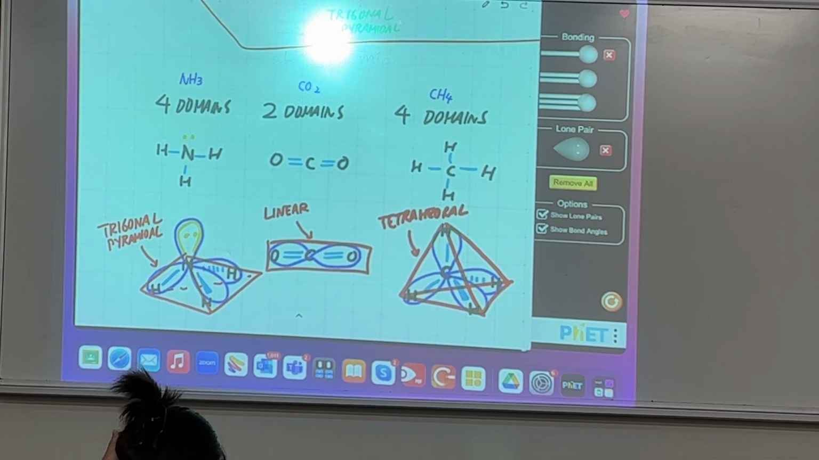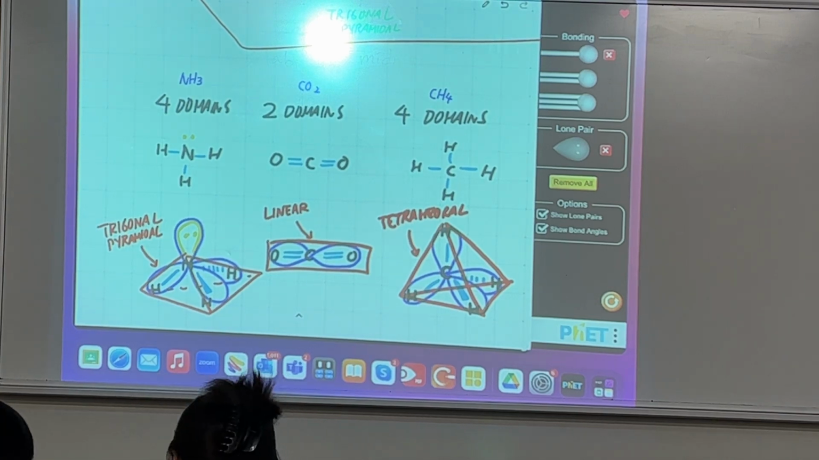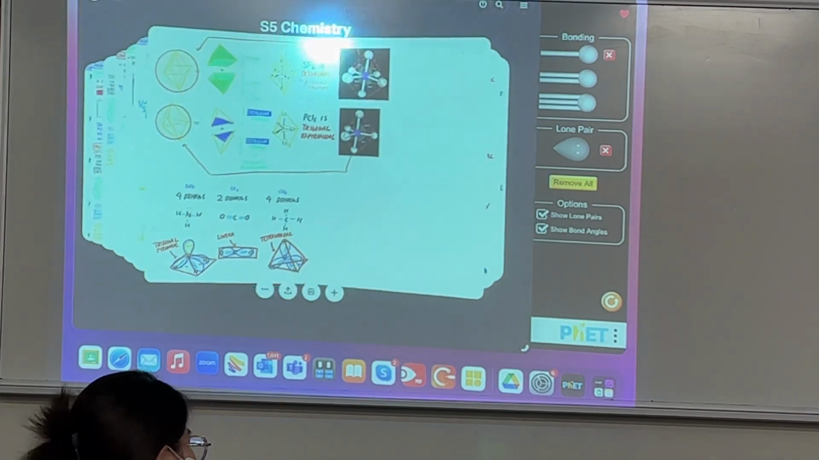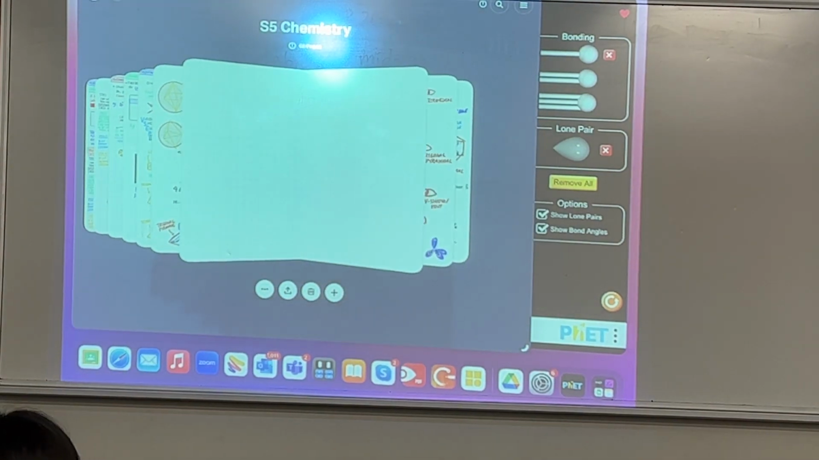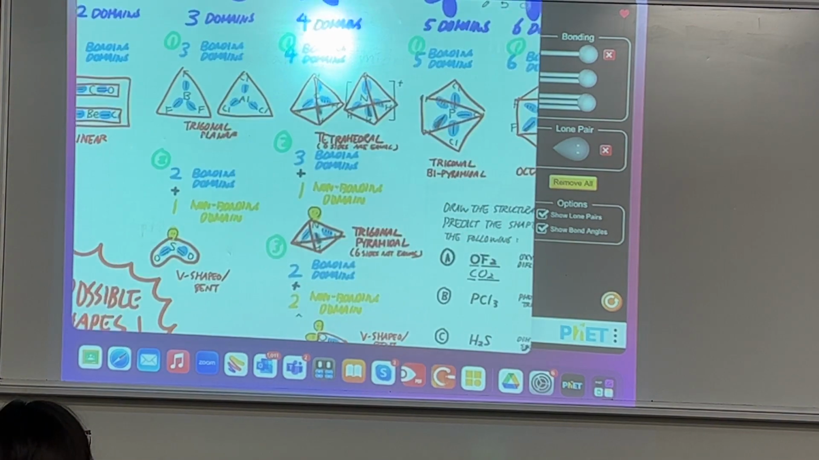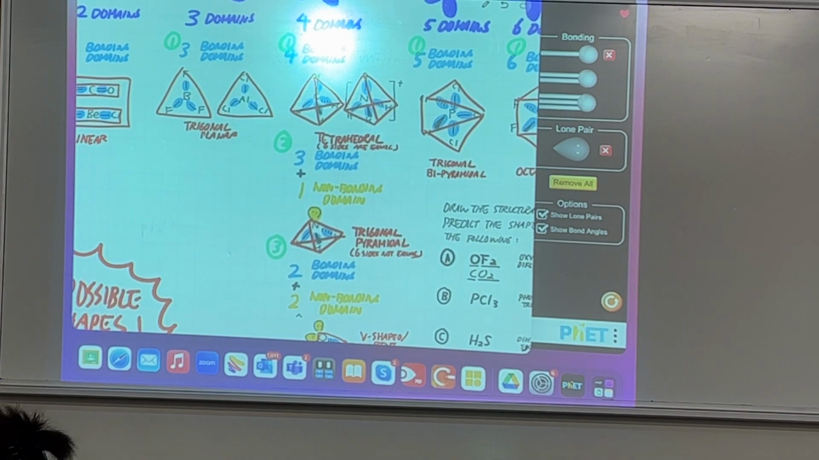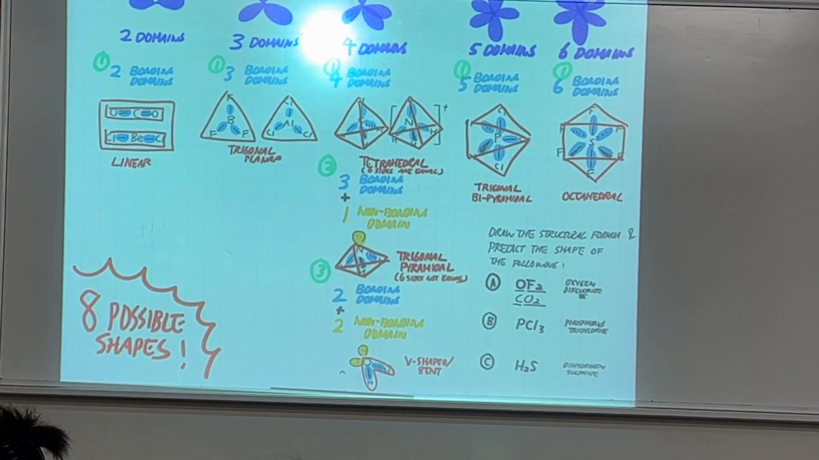2, 3, 4, 5, 6. What do they mean? They are the total number of domains. So note that domains can either be bonding or non-bonding. This is actually where you can put them. Can you help me copy this onto this worksheet now? Especially for those who have missed yesterday's class.